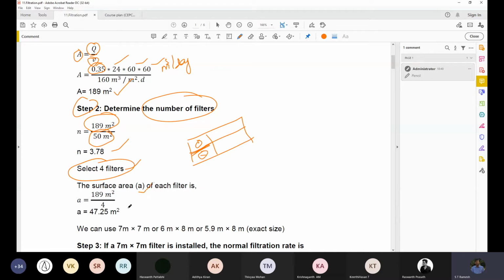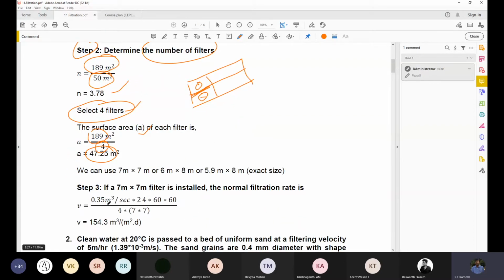Now you can calculate the surface area of the individual filter: 189, the total area, divided by 4, thereby 47.25 meters square. Now you have to fit this as either rectangular or square depending upon the space availability. So I have decided on 7 by 7 square, or you can have 6 by 8, or you can have 5.9 by 8 meters as an exact size. So you can fit the size into either rectangular or square depending upon the space availability.